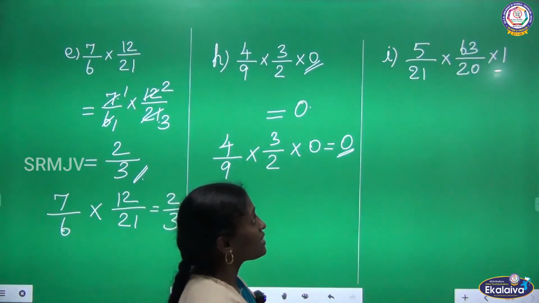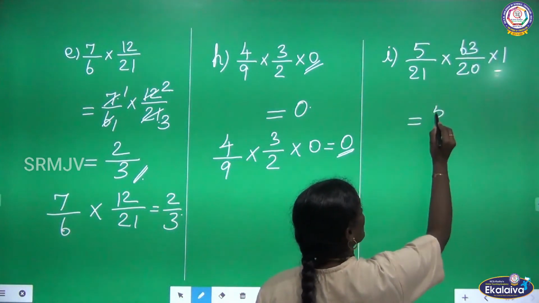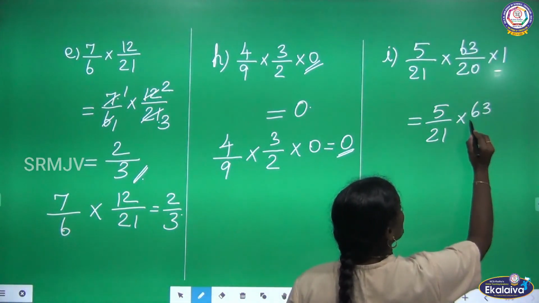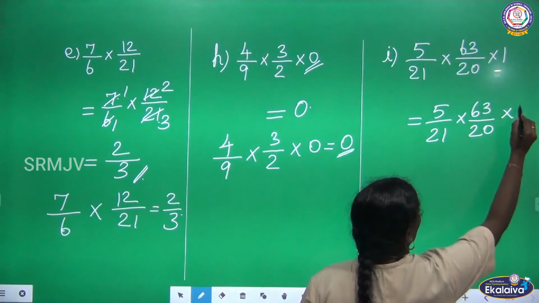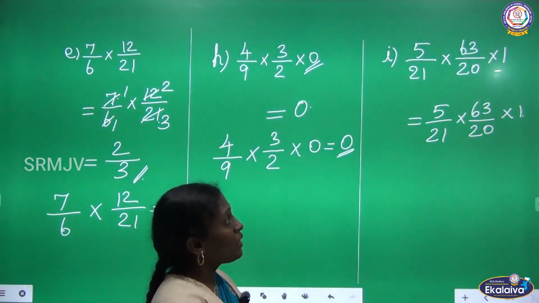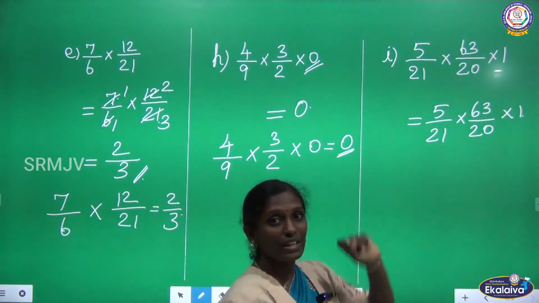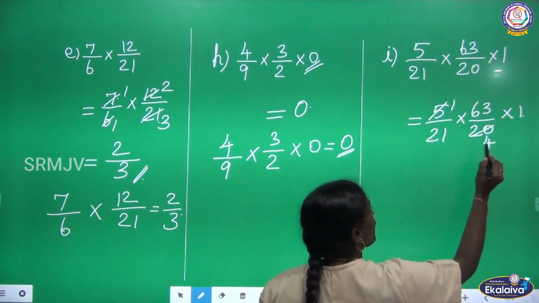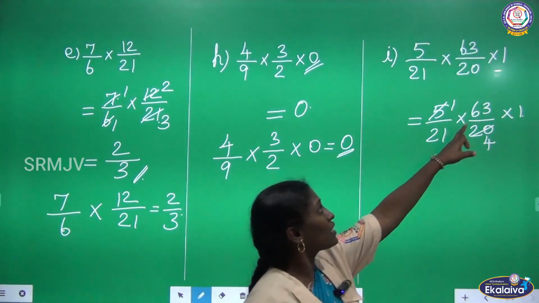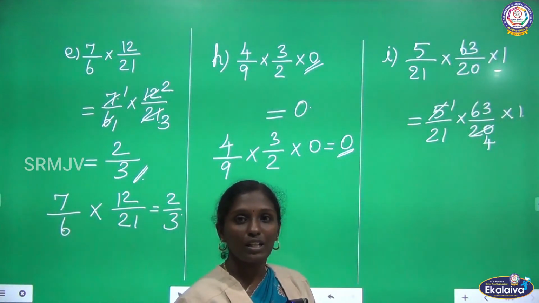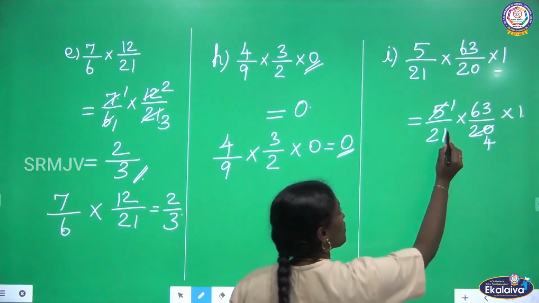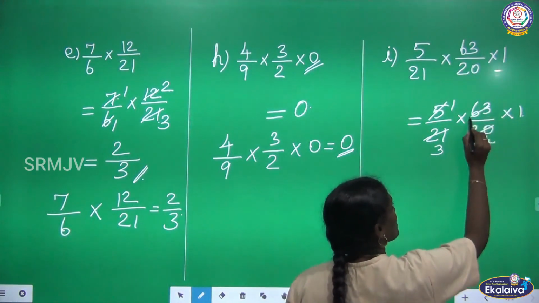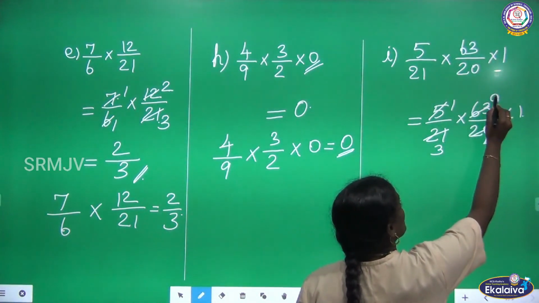Okay. See the next set of fraction. Here also we are having 3 terms. 5 by 21 into 63 by 20 into 1. Okay. Now we can reduce 5 and 20 in 5 table. In 5 table 1 times 5, in 5 table 4 times 20. Here 21 and 63. Both the numbers are divisible by 7. So I am going to reduce in 7 table. In 7 table 3 times 21. Here in 7 table 9 times 63.